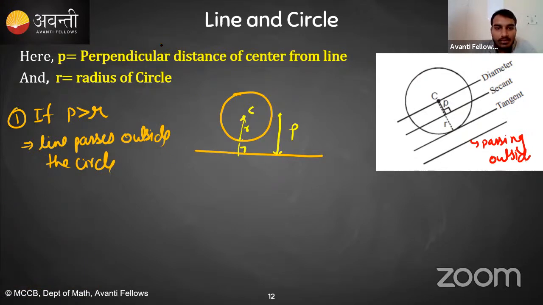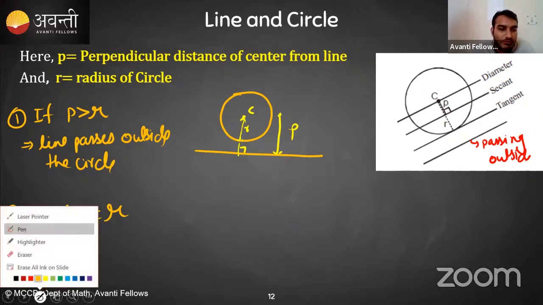Similarly, the second case is if the perpendicular distance is equal to the radius, meaning the perpendicular distance of the center from the line is equal to the radius. So what would that case be?